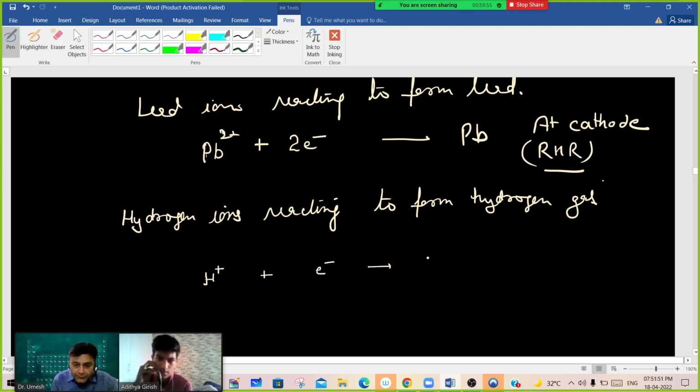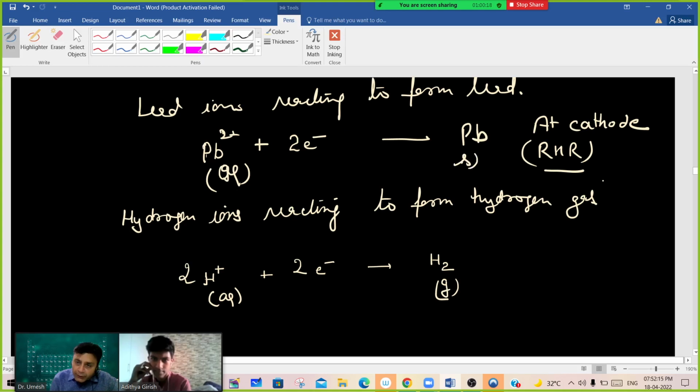H2 gas means I need here two electrons. Understood now? Yes, sir. And you have to mention here aqueous, and this is the gas. Mention the physical state. Here also, here we have an aqueous, it's a lead as a solid. Getting me? Yes, sir.